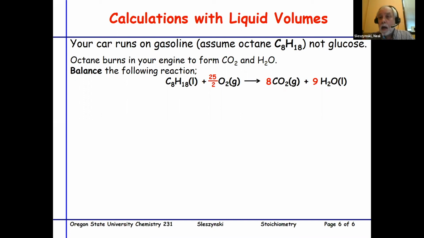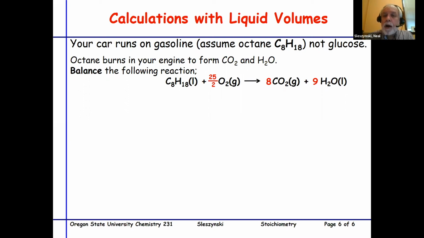We have 18 hydrogens on the left-hand side. We need 18 hydrogens on the right-hand side. We're going to multiply the hydrogen, the water molecules, by 9 to give us 18 hydrogens. Now we have a problem.